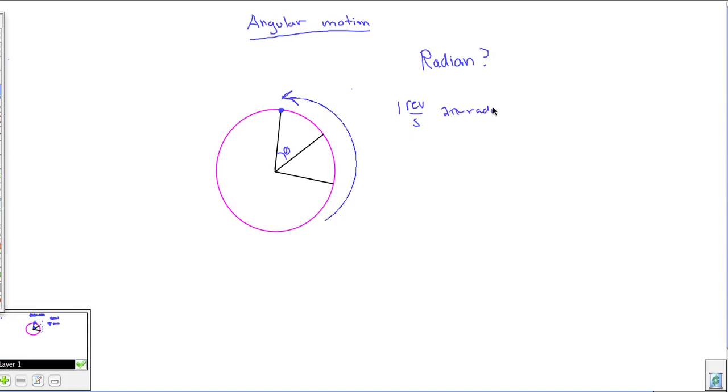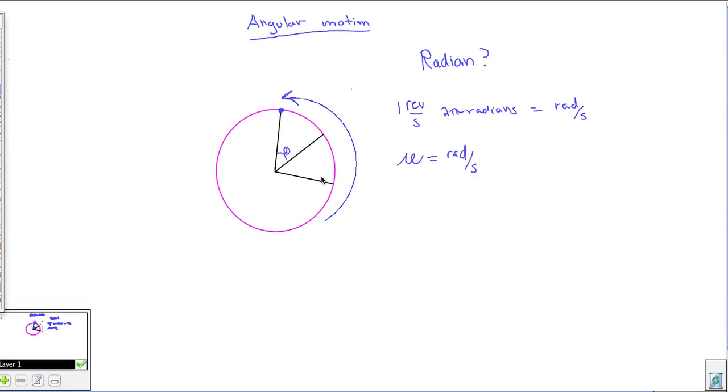pi radians. Okay? So anytime you have revolutions per second, you can multiply that by 2 pi, and you'll convert it to radians per second. So why is it important to understand radians per second? Well, radians per second is how we measure angular velocity. We've talked about velocity in the linear sense, which is how much distance you're covering per second. Angular velocity is how many radians you cover per second.